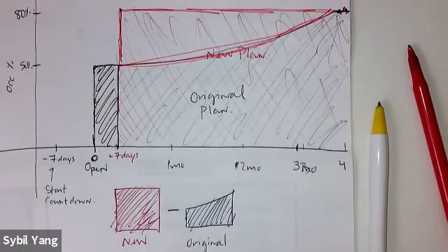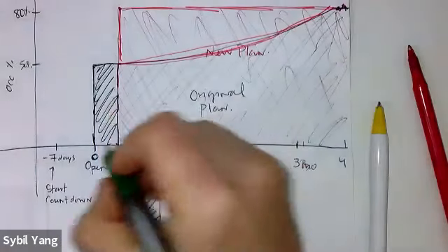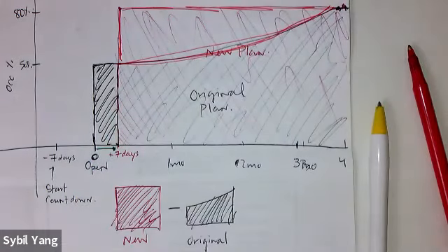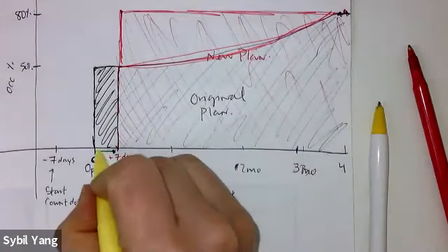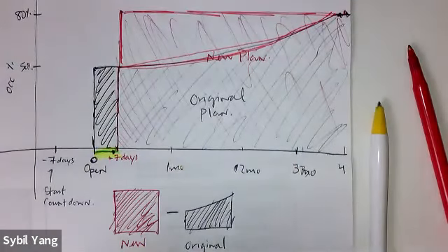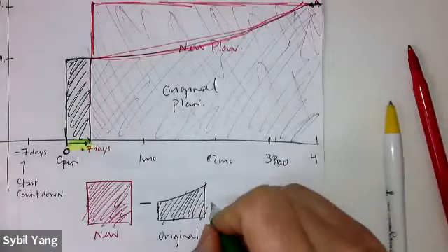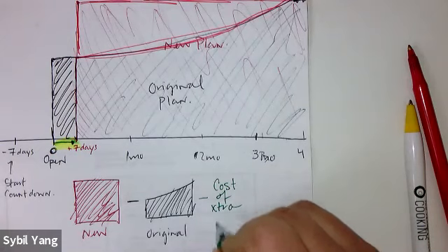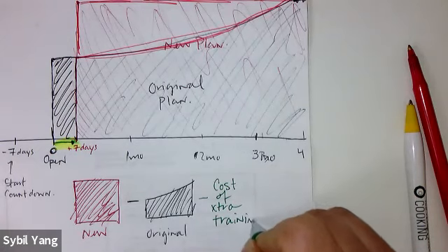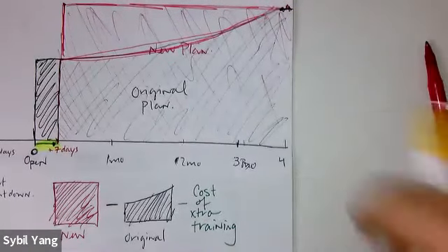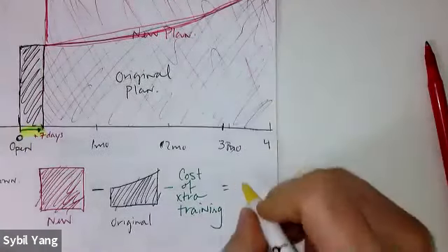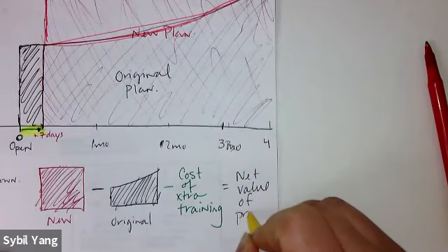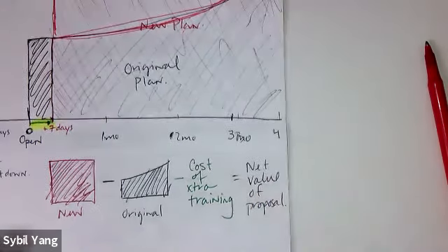And I'm going to throw in here, because we're doing extra training, this area is going to be extra training. Maybe I'll highlight it in yellow also. We're doing some extra training here. We have to minus cost of extra training equals net value of proposal.